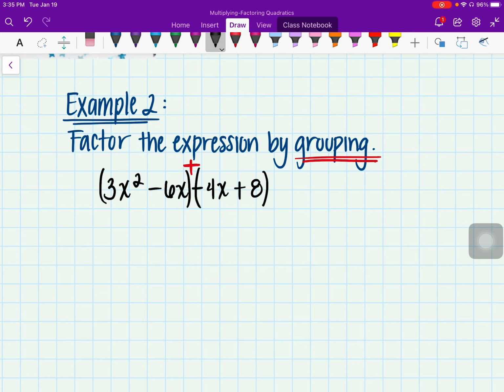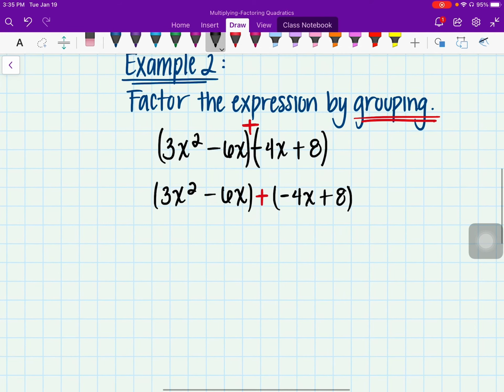So let me just rewrite them on the bottom. So we have a 3x squared minus 6x in the first group, our plus sign, because this is adding, not multiplication, minus a 4x plus 8. All right, so from here, guys, let's go ahead and start the grouping part.